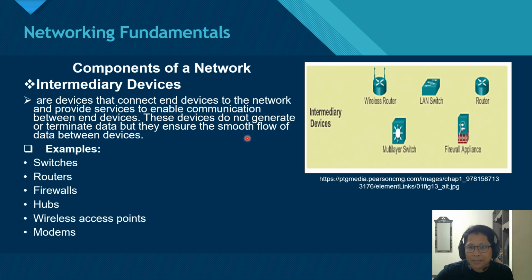As you can see here in our example photo, we have the wireless router, the LAN switch, the router, the multi-layer switch, and the firewall appliance. These are the examples of the intermediary devices.